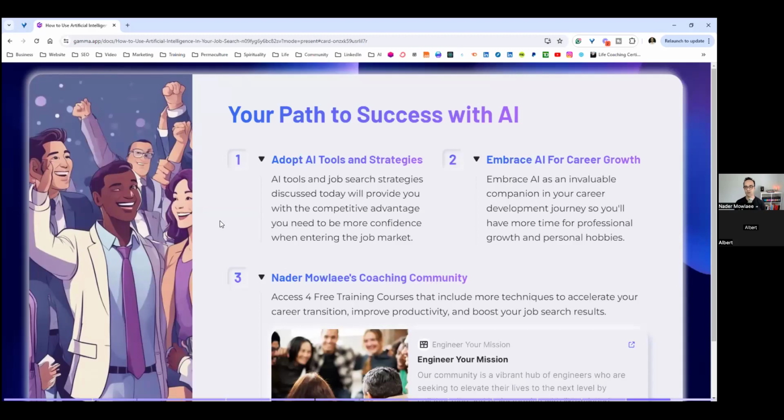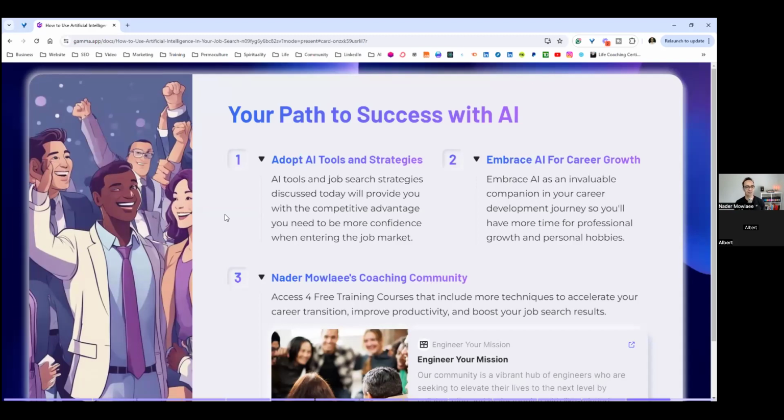I'm here to encourage you, empower you to adopt these tools and strategies. So AI tools coupled with career development principles and strategies, so you can market yourself better, improve your personal brand, communicate more effectively, speak more persuasively, so that you can land job interviews and job offers.